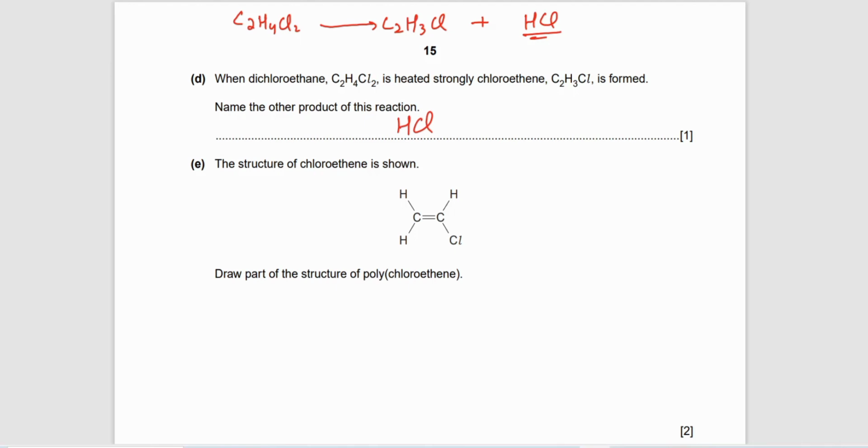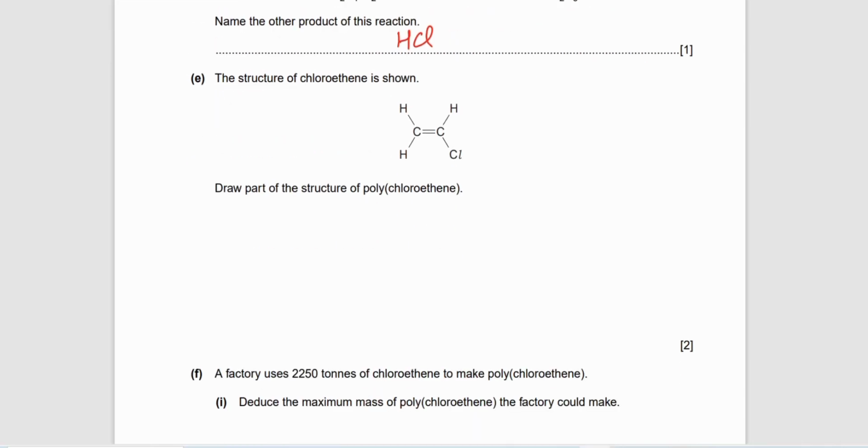Okay, the structure of chloroethene, you can see here. Draw the part of the structure of polychloroethene. Simply it will be like this: hydrogen, hydrogen, hydrogen, and this is the chlorine. The double bond will convert into the single bond.